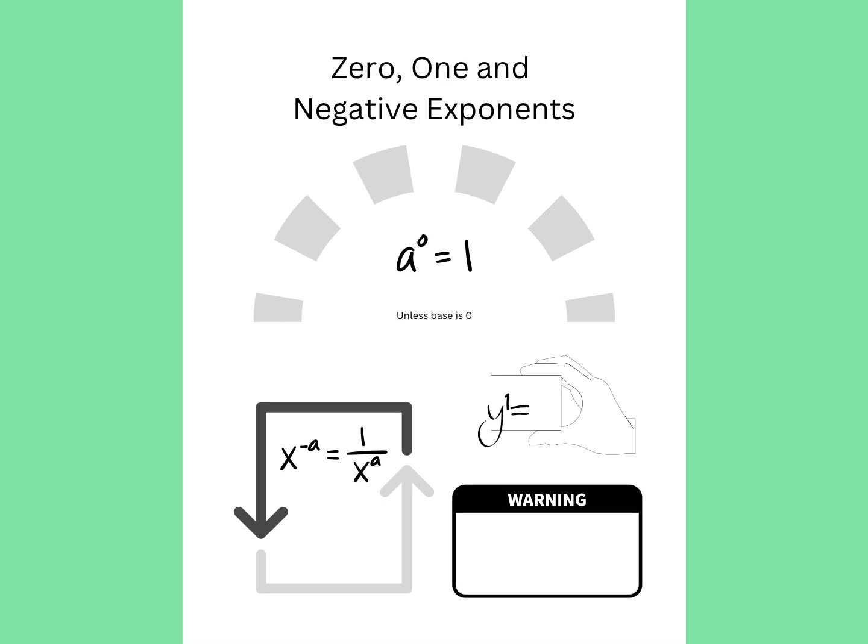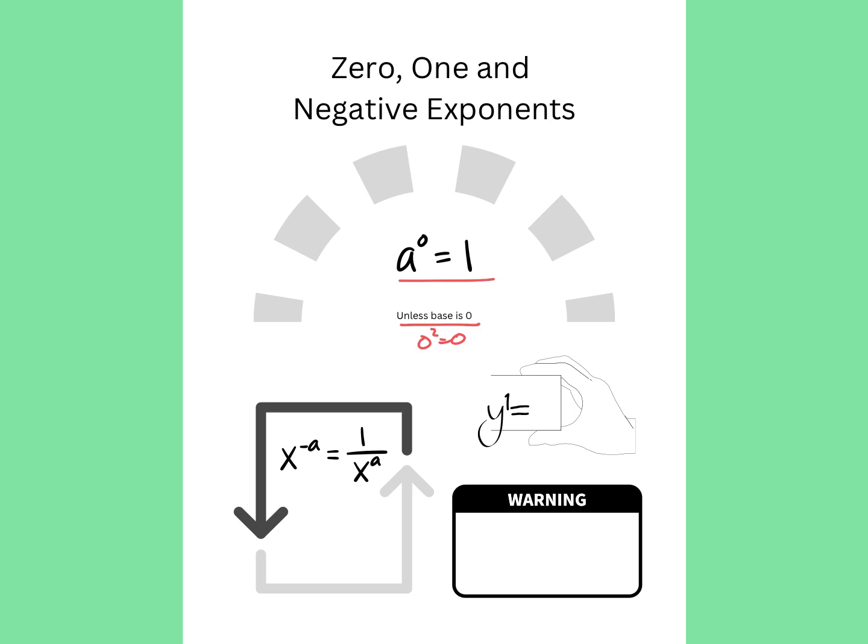We're going to be looking at exponents of 0, 1, and any negative exponents and learn the rules for those. The first one is anything to the 0 power is always going to be 1, unless the base is 0, because 0 times anything is going to be 0, so that's different. 0 to anything is going to be 0.